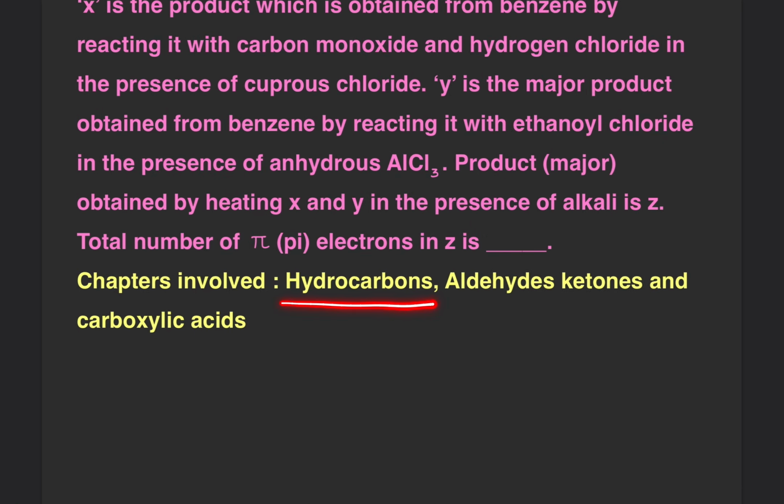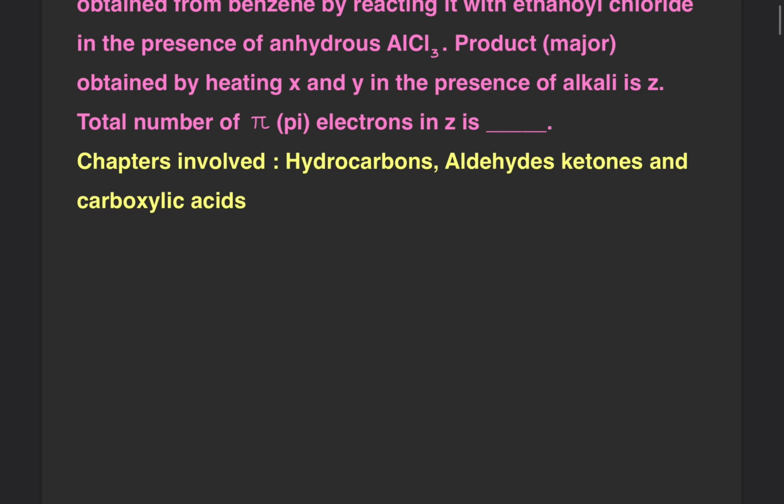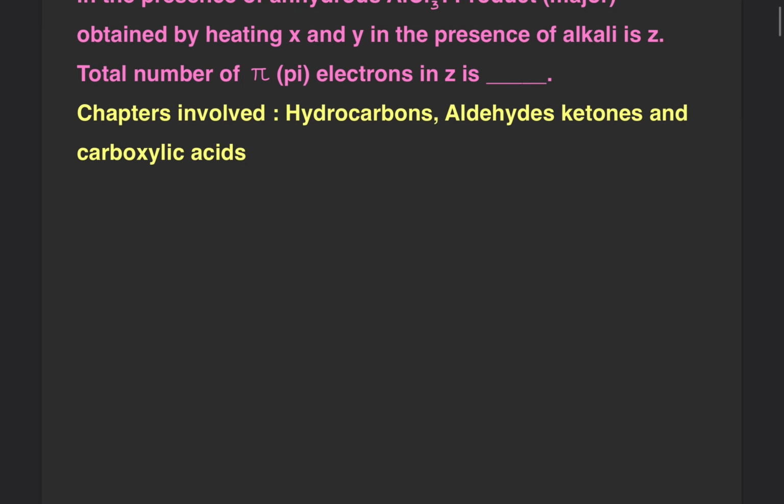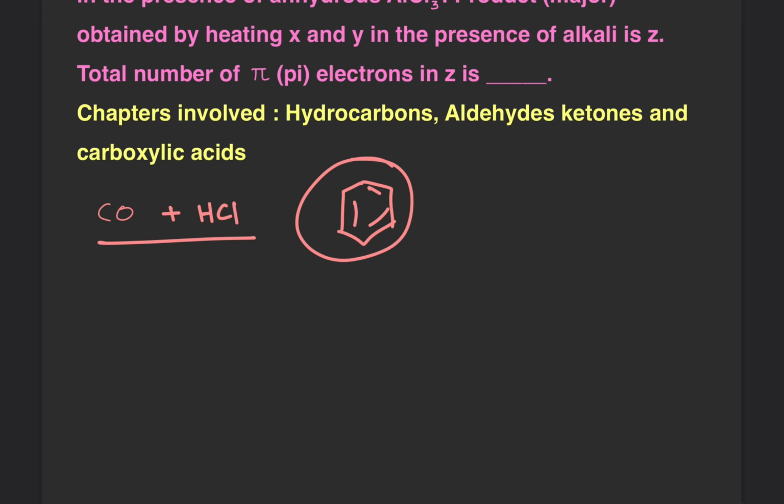So the chapters involved are hydrocarbons, aldehydes, ketones, and carboxylic acids. Whenever a mixture of carbon monoxide, CO, and HCl gas is passed through a solution of benzene, and the temperature is around 323 Kelvin, in the presence of catalyst cuprous chloride, CuCl, benzaldehyde is formed as the product.